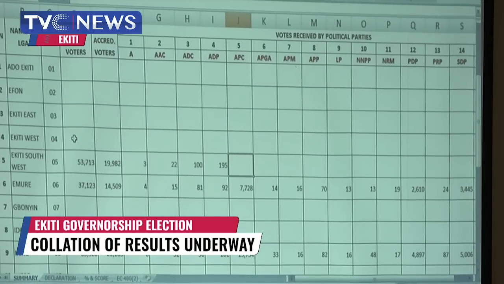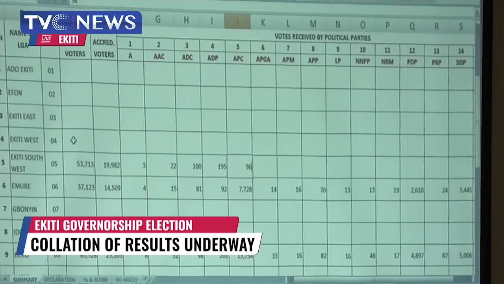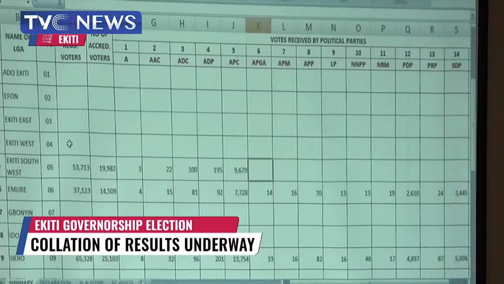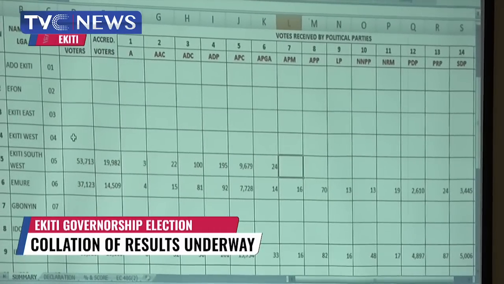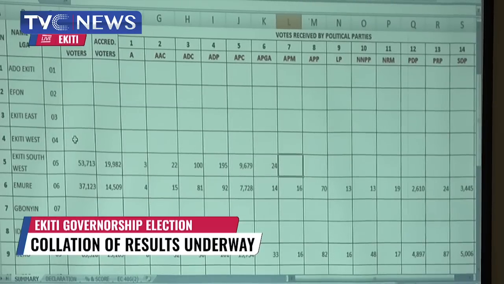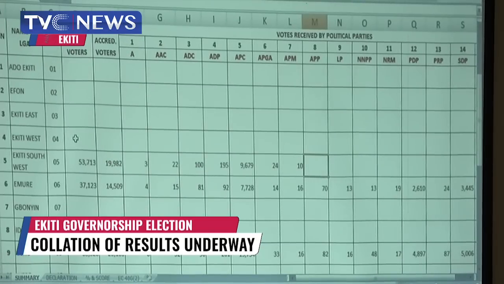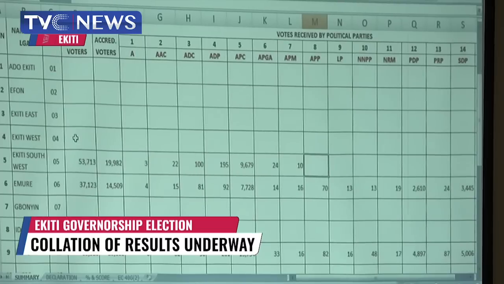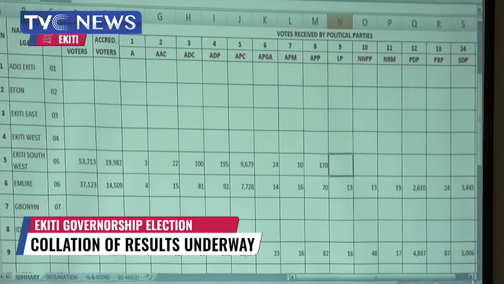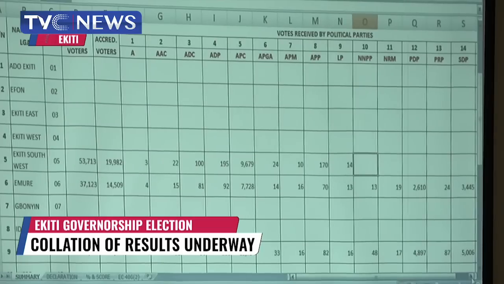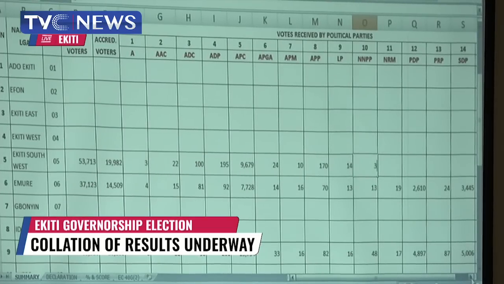Party APC had 9679 votes. Party AFGA had 24 votes. Party APM recorded 10 votes. Party APP had 170 votes. Party LP had 14 votes. Party NNPP had 30 votes.